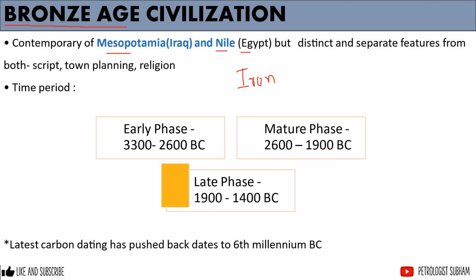The time period of the Indus Valley civilization had three phases: 3300 to 2600 BC, the earliest phase; 2600 to 1900 BC, the mature phase; 1900 to 1400 BC, the late phase. The carbon dating has pushed back the dates up to the 6th millennium BC.